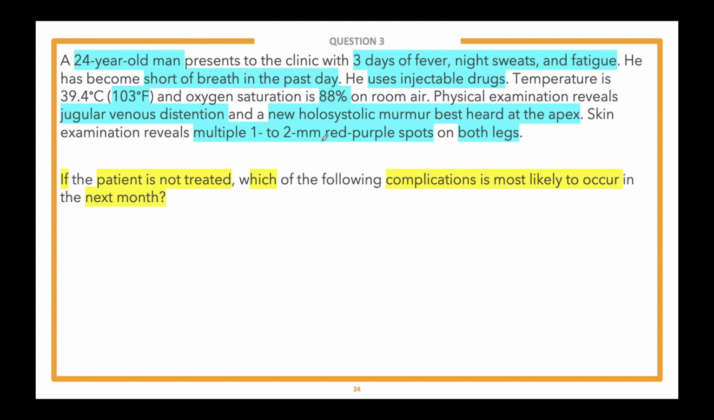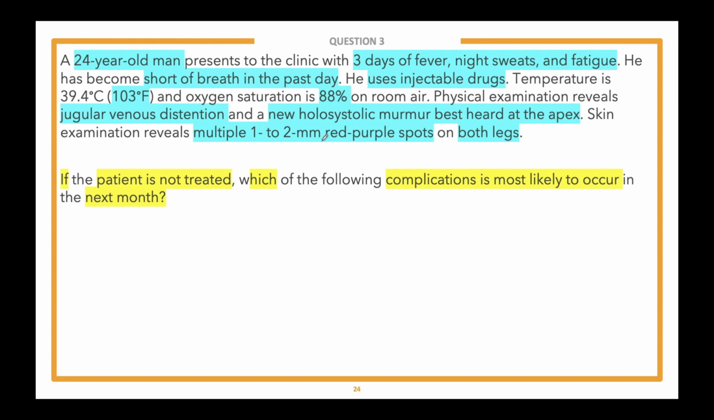Okay. They also say he's been short of breath in the past day. He's been using injectable drugs. He has a fever, some other abnormal vital signs, and some physical exam findings. Obviously important to make note of that, process it, and try to think of what may be going on. And then as always, some nice skin findings there as well, which I love to see.